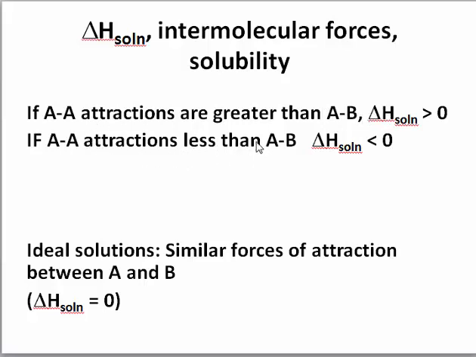If AA attractions are less than AB, then attractions between A and B are such that the heat of solution will be less than zero. We might expect a solution to form under these circumstances. Solutions mix readily when there are similar forces of attraction between A and B. Solutions with heat of solution equal to 0 are called ideal solutions.